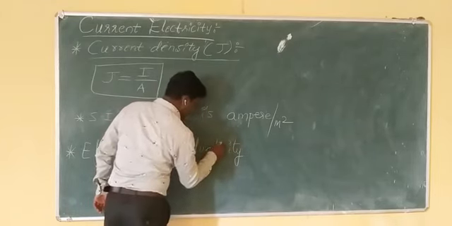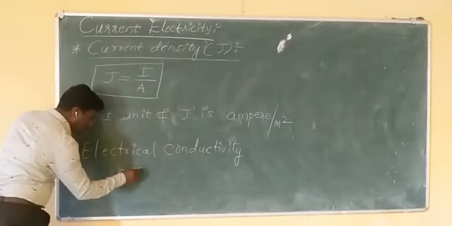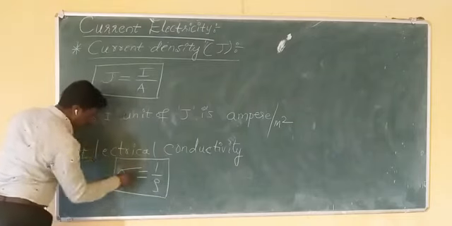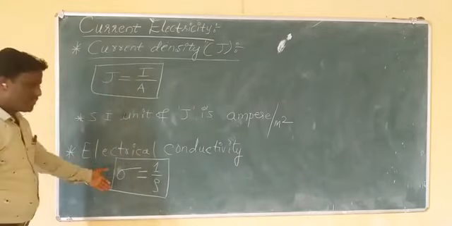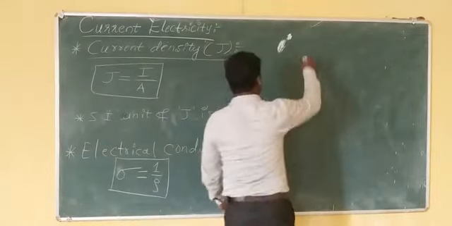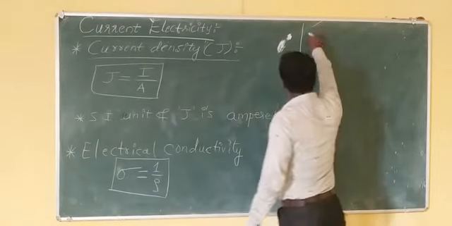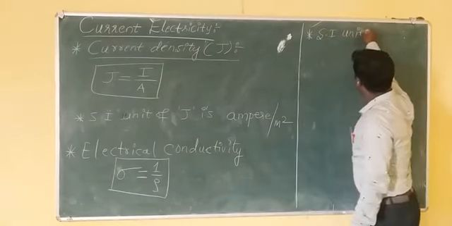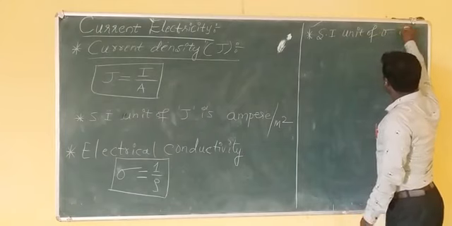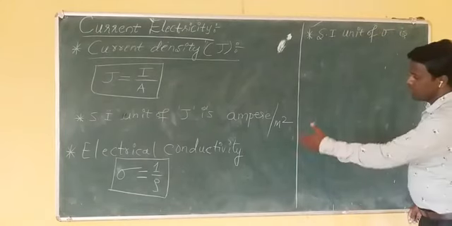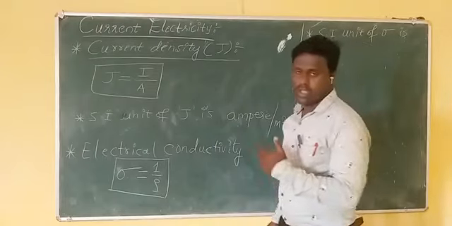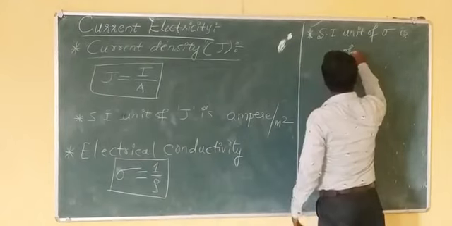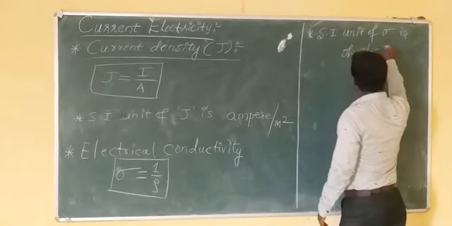Sigma equals to 1 by rho. It is the reciprocal value of resistivity. What is the SI unit of sigma? See, what is the SI unit of rho? Ohm meter. So here SI unit of sigma is per ohm per meter.